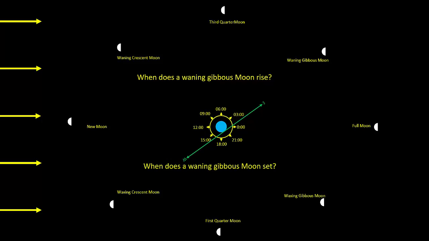When does the waning gibbous moon set? Things set when the western horizon points at them or sweeps past them. That happens over here. Well, that's at 900 hours, 9 a.m. So it rose at 2100 hours, 9 p.m., and it sets at 9 a.m., or 900 hours.